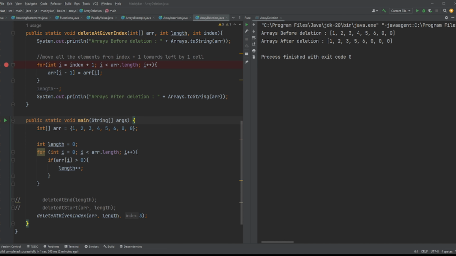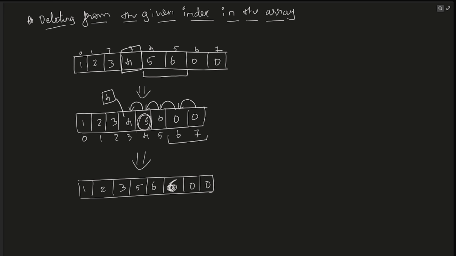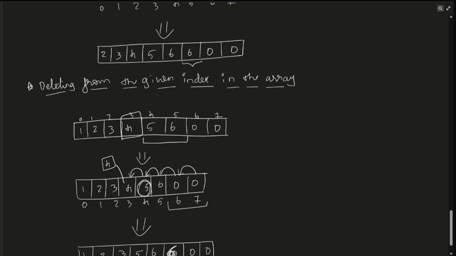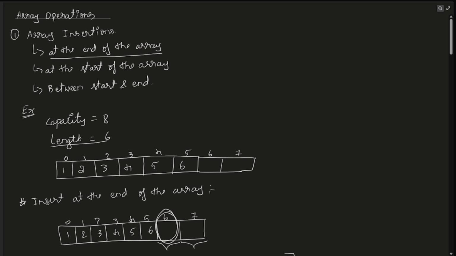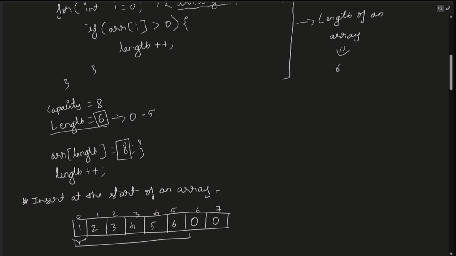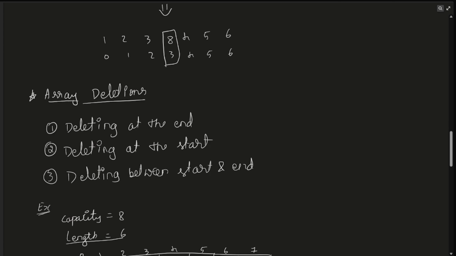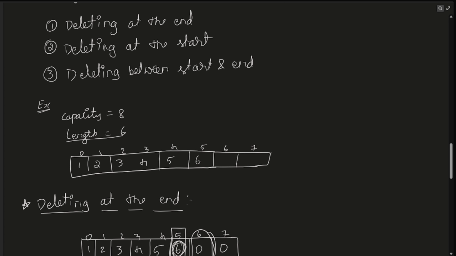We are done with the array operations, wherein we have completed 3 ways of insertion and 3 ways of deletion. In our previous video, we have seen inserting at the end of the array, start of the array, and between the start and end of the array. And in this video, we have completed deleting at the end of the array, deleting at the start of the array, and deleting between the start and end of an array. That's it for this video.